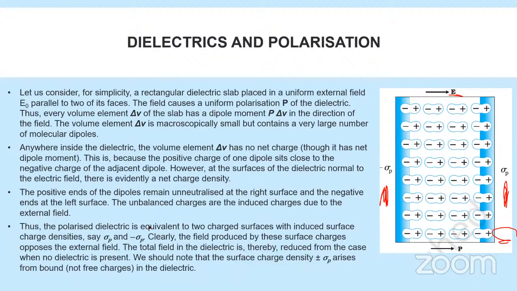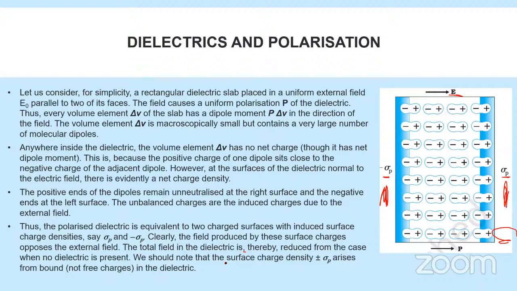Thus the polarized dielectric is equivalent to two charged surfaces with induced surface charge densities, plus sigma p and minus sigma p. Okay, so plus sigma p is due to the positive charges on the right side, and minus sigma p is due to the negative charges on the left side. So these are the two surface charge densities that we get. So clearly a field is being produced by these surface charges which opposes the external field. So the total field in the dielectric is thereby reduced from the case when no dielectric is present.